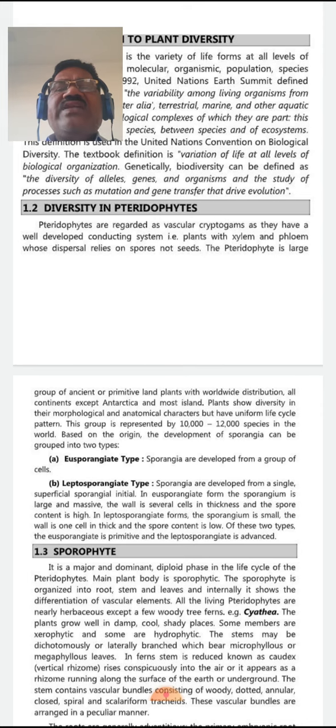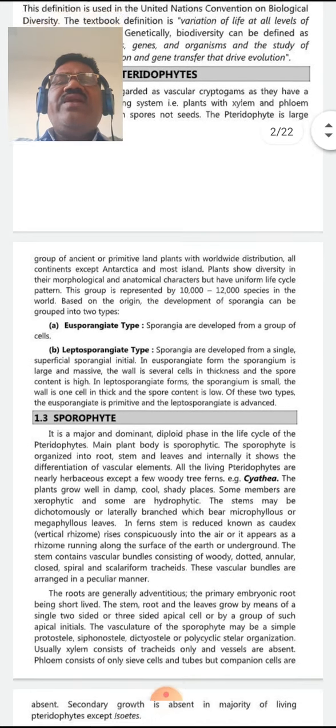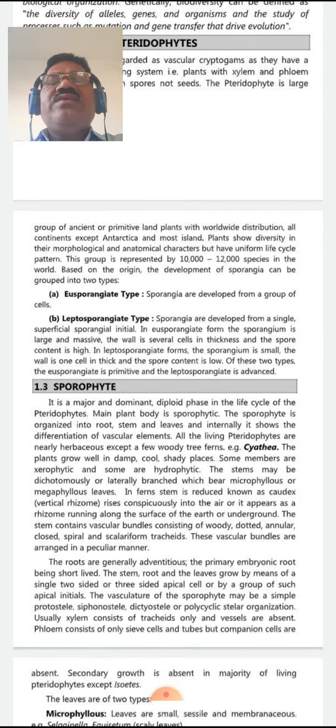The pteridophyte is a large group of ancient or primitive land plants with worldwide distribution, all continents except Antarctica and most islands. Plants show diversity in their morphological as well as anatomical characters, but have uniform life cycle pattern. This group represents 10,000 to 12,000 species in the world.